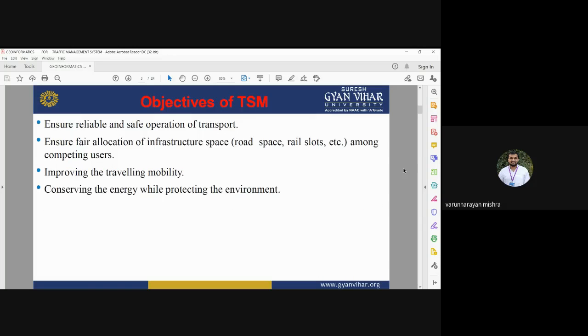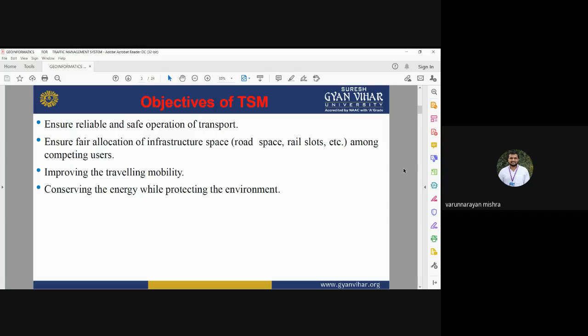Okay, so the major objectives of traffic system management are to ensure the reliable and safe operation of the transport. It is also used for the fair allocation of infrastructure space, road space, rail slots, and others, and improving the traveling mobility. And it is also used to conserve energy while protecting the environment. So these are the major objectives of traffic system management. Its major focus is to provide safe operation of the transport, to improve the traveling mobility, to conserve the energy, and also to protect the environment.